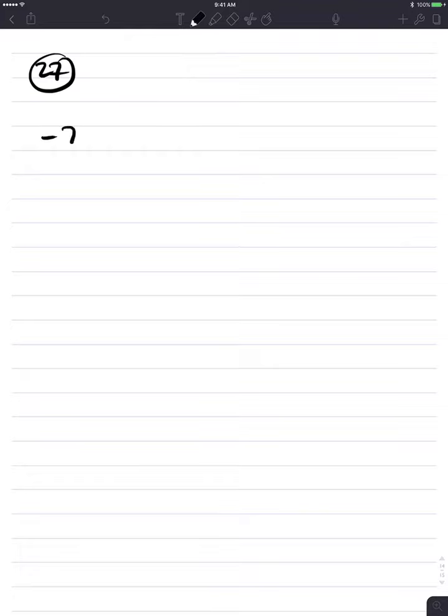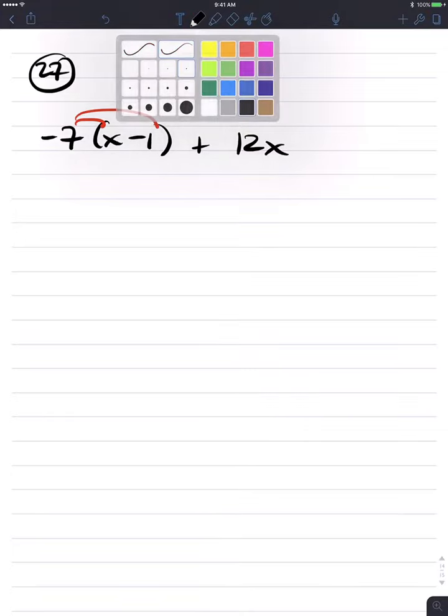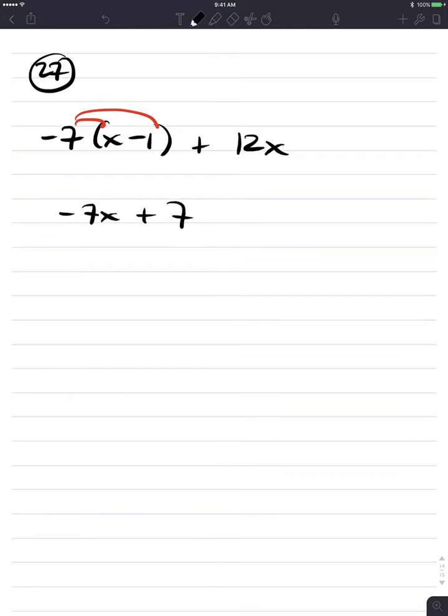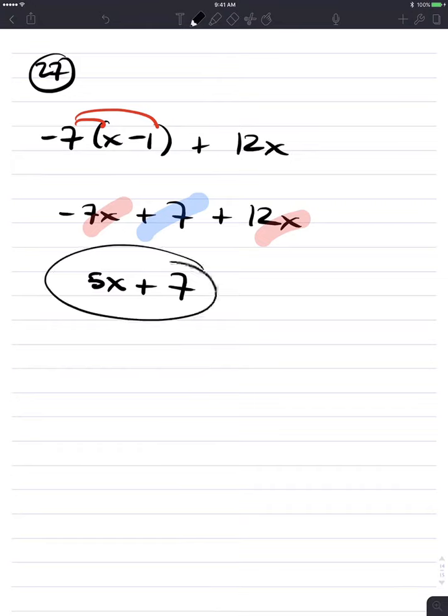27. Negative 7 times x minus 1, plus 12x. We're going to use our distributive property. Negative 7x plus 7 plus 12x. We're going to identify the terms that are like. Negative 7x plus 12x is going to be 5x. The 7 could not be combined with anything. There are no other terms that are like it. Final answer is 5x plus 7.